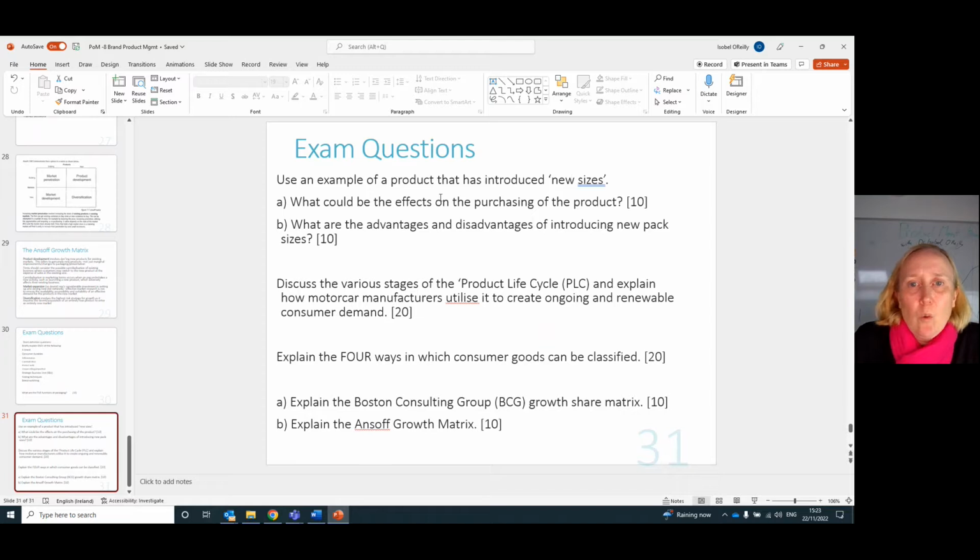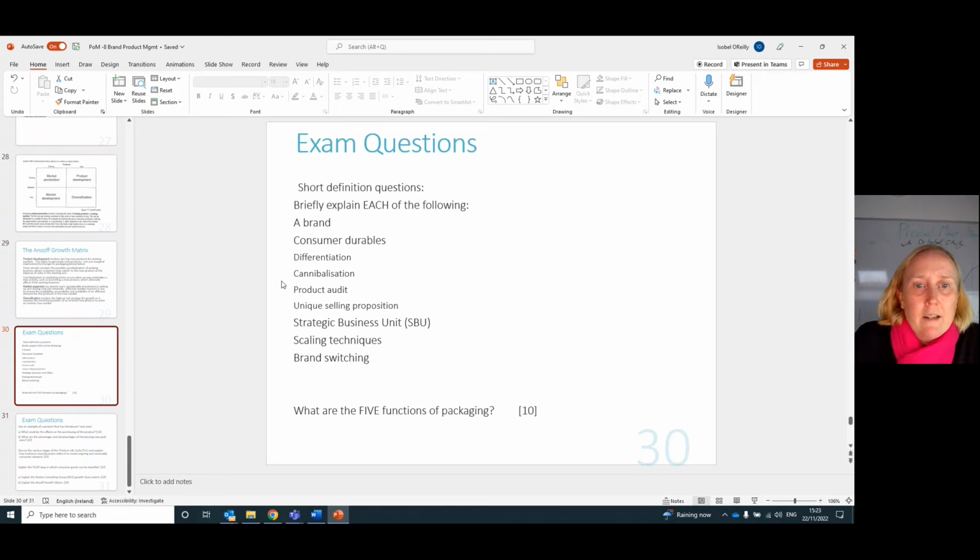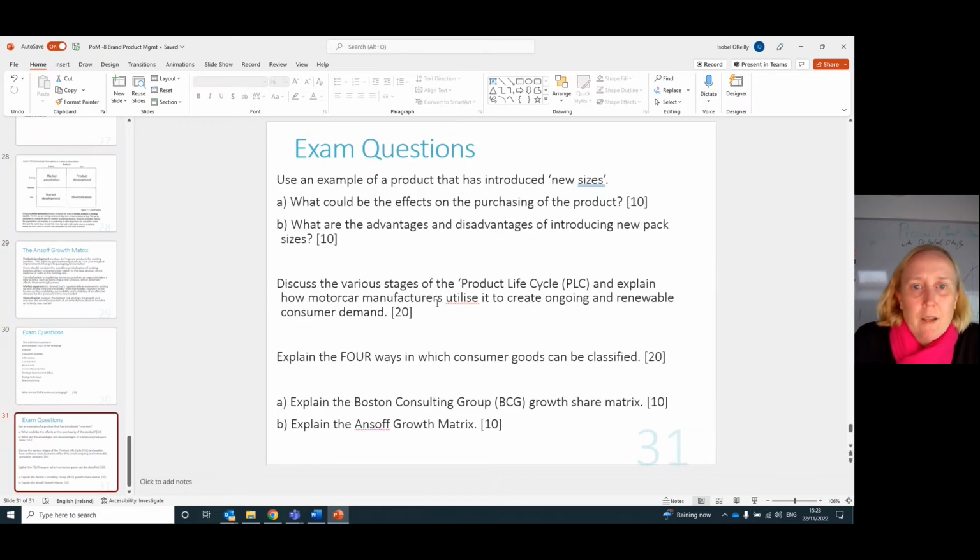Other questions could be: use an example of a product, and if you introduce new sizes, what would be the effects on purchasing of the product? That's clearly talking about cannibalization and so on. What are the advantages and disadvantages of introducing new product sizes? So again, it's another way of asking those things.